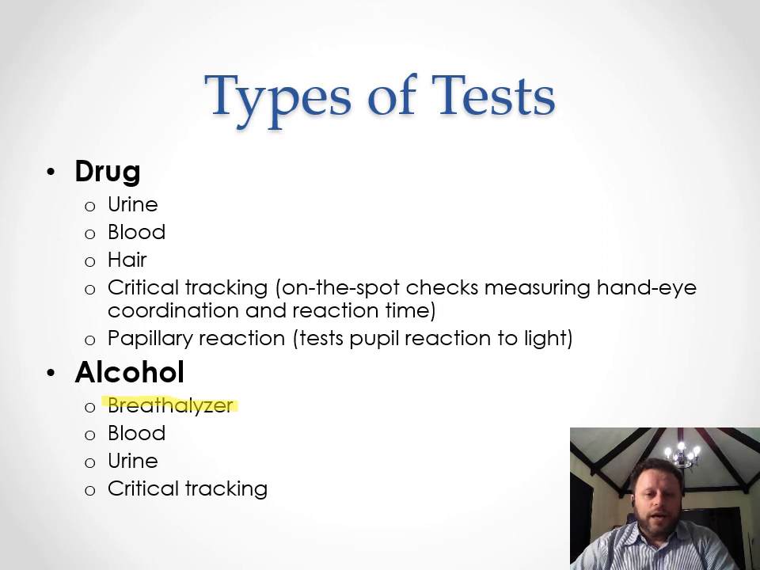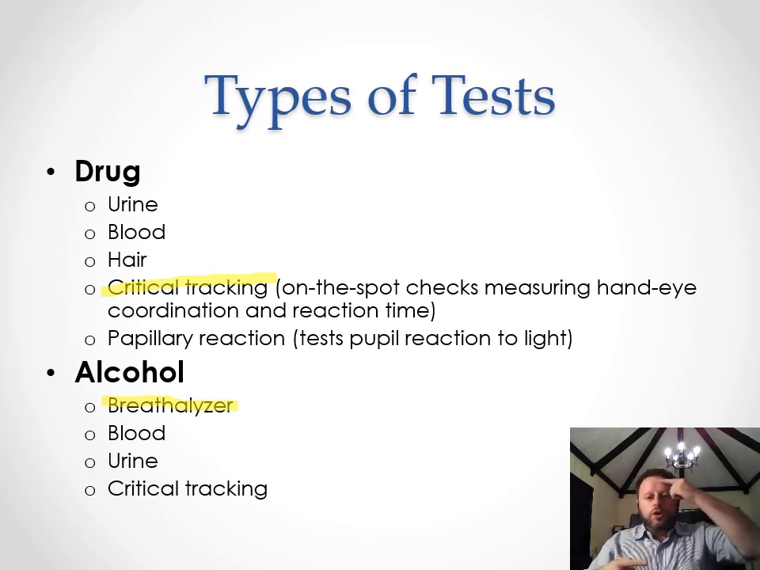Critical tracking is, you've probably seen this in movies, where a police person says, okay, walk in a straight line and touch your finger to your nose, right, while you're walking. Or say the alphabet and pat the top of your head while you're saying the alphabet. This is called critical tracking. It's just measuring your hand-to-eye coordination and your reaction time. So if you say touch your nose and someone does this, right, they're drunk. But if they can touch their nose, then they're probably not as drunk.